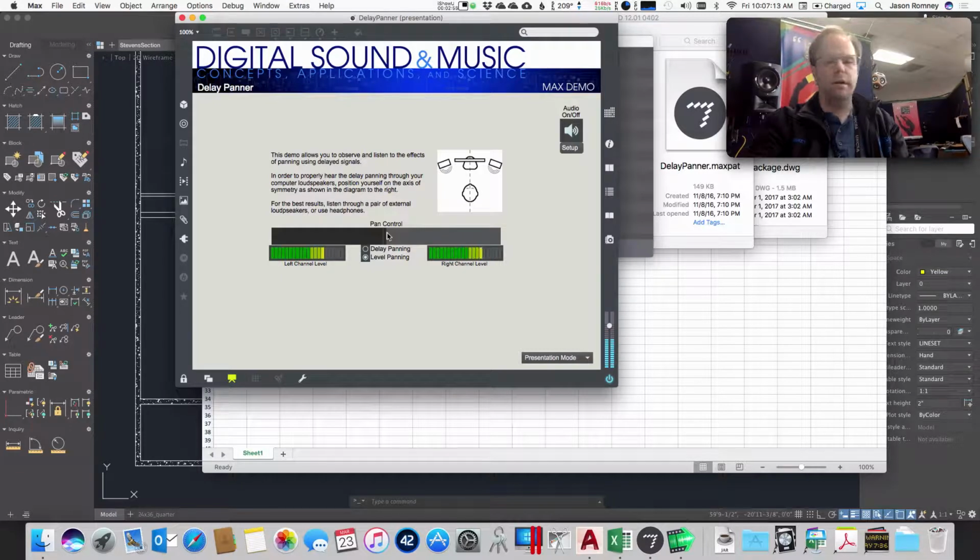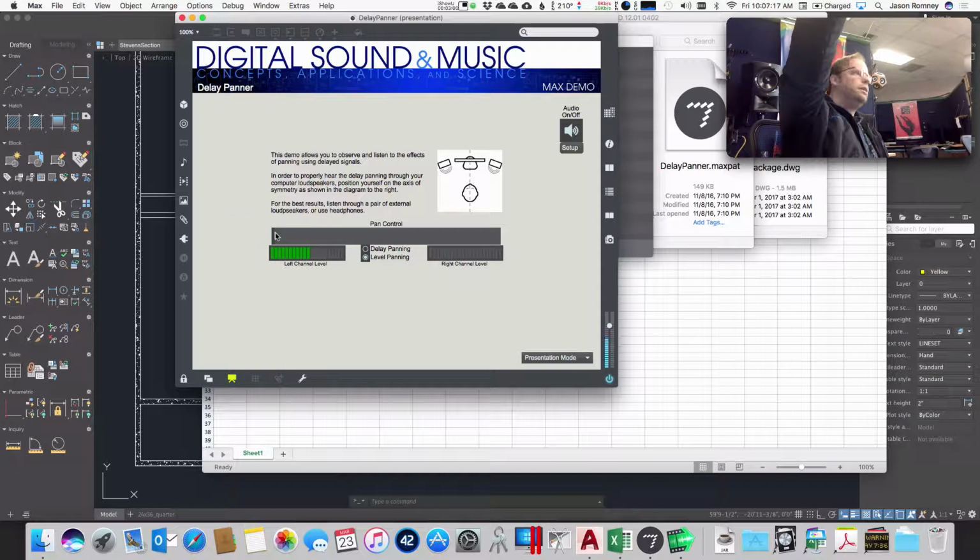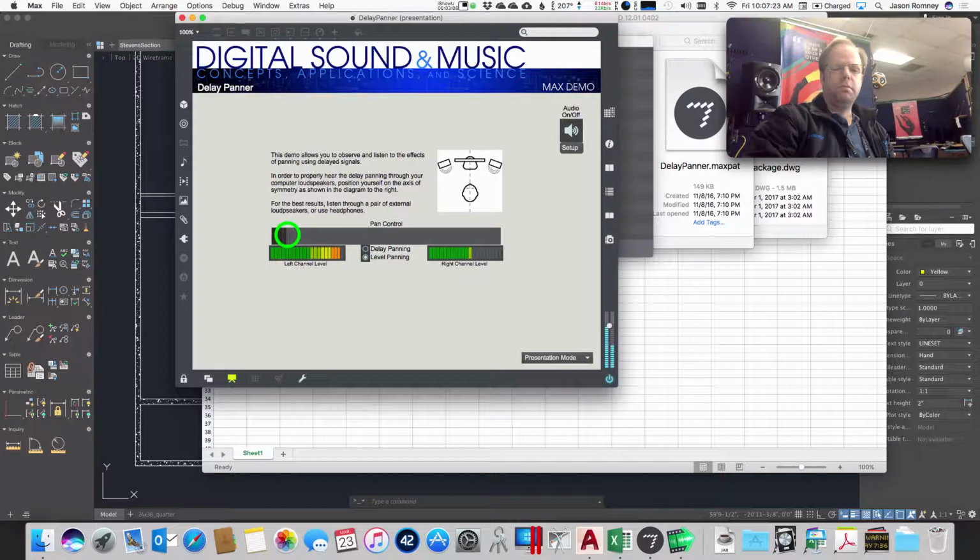Okay? Now I'm just doing level, right? So you can look at the meters, and the left is the only one that has a meter on it. It means there's no sound coming out of the right, okay? And as I move it over, there's a little bit coming out of the right, but more coming out of the left. Okay, so now I'm going to switch, and now I'm going to pan with time.